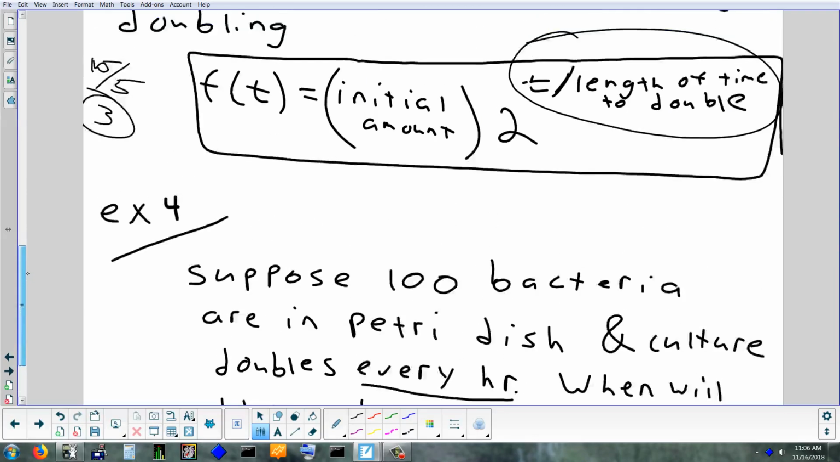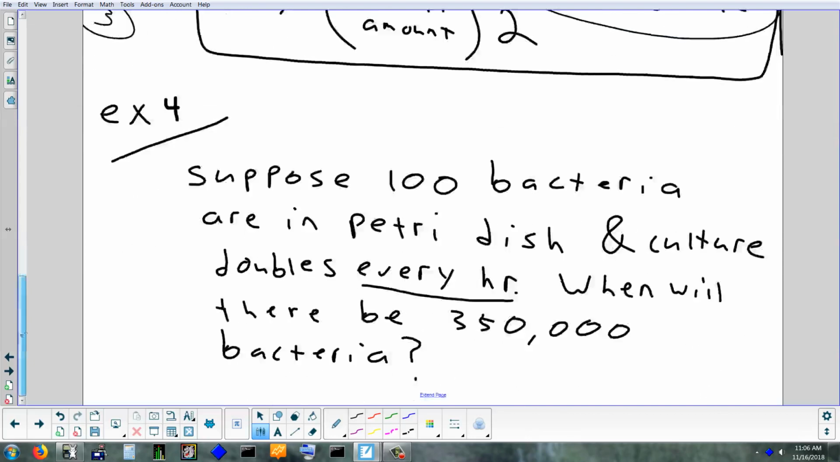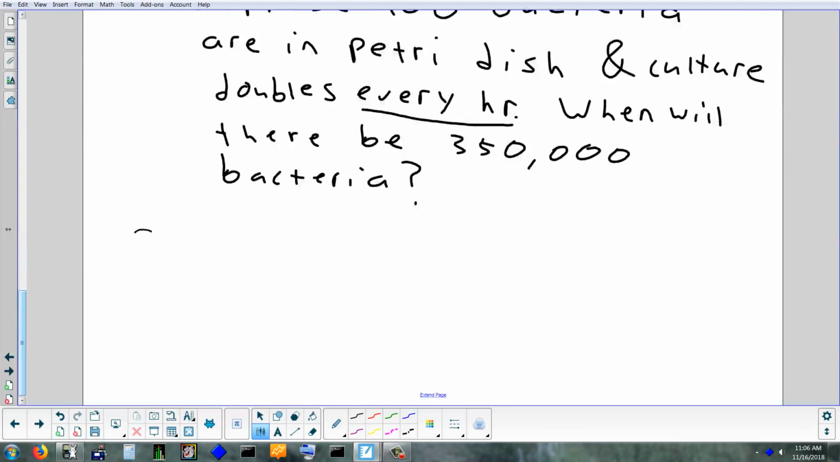Okay, so the formula: initial amount times 2 to the t divided by the length of the time to double. So the amount in terms of the time. What's the initial amount of bacteria that I have here? 100 times, what number do we put in there for doubling? We put a 2 for doubling. And it's t divided by the length of the time to double. Well, t is what we're solving for. We don't know t. But we do know the length of the time to double. How long is it? Every 1 hour. So in this case, all you need is a 1.